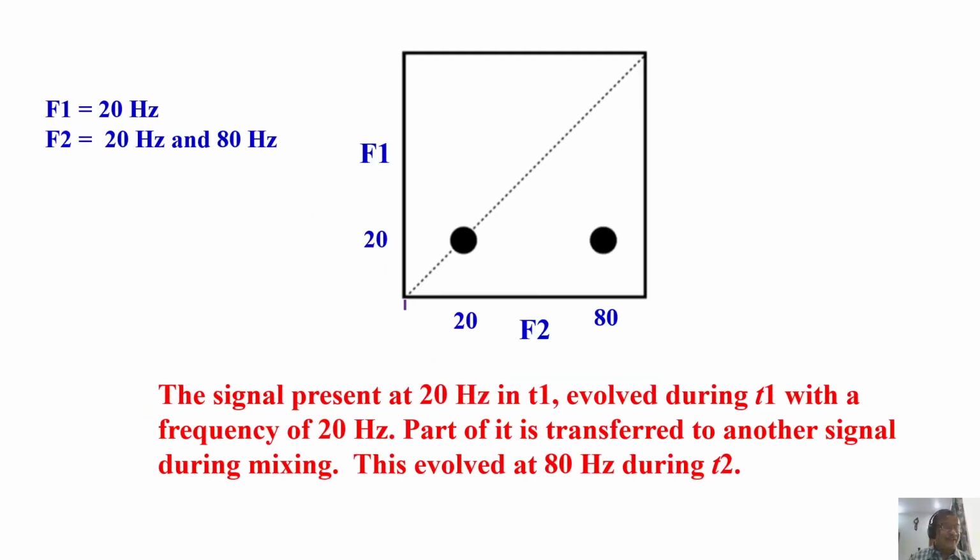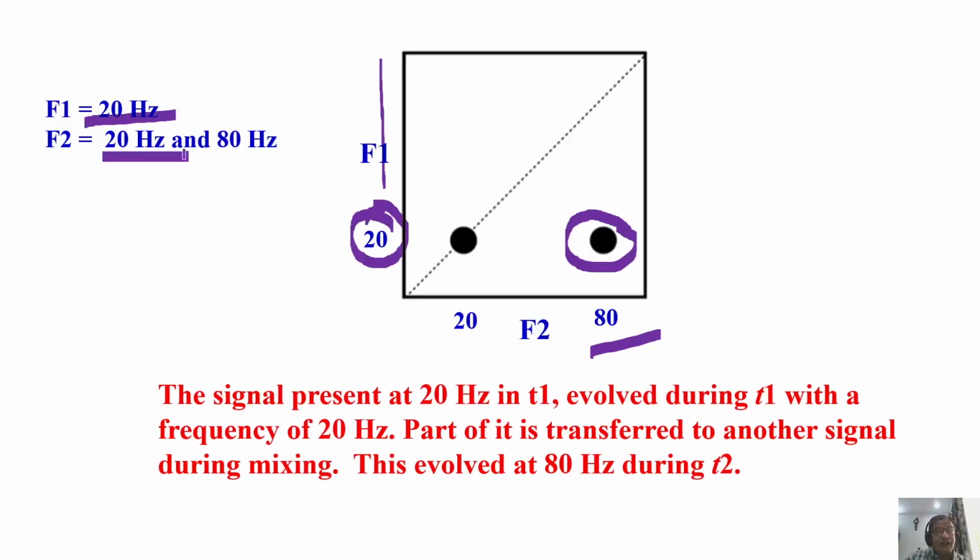Now let us consider a situation like this. I have two peaks. There was a spin which was precessing at 20 hertz in the F1 dimension. During the process of mixing, it will give its magnetization to another one, which is going to be spinning at 80 hertz in the F2 dimension. You understand now? You have to see this has a frequency of 20 hertz in the F1 dimension. This has a frequency of 20 hertz and 80 hertz both in the F2 dimension.